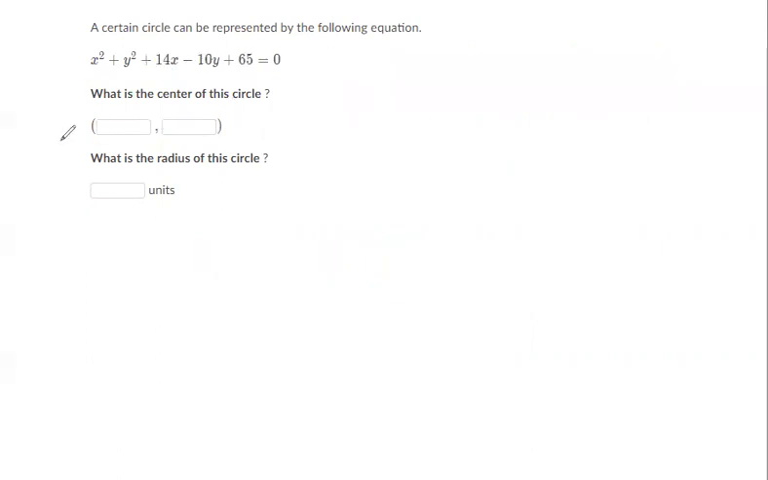Okay, so this is the next problem. We are going to use the same approach. So let's combine the x terms together. That will be x squared plus 14x. And then I will leave some space. So y squared minus 10y. And then we have 65, which is equal to 0.